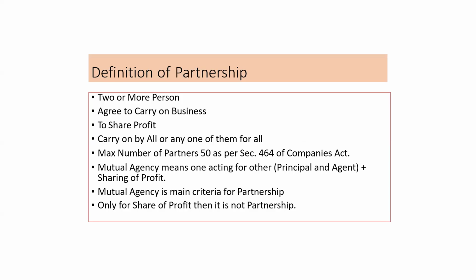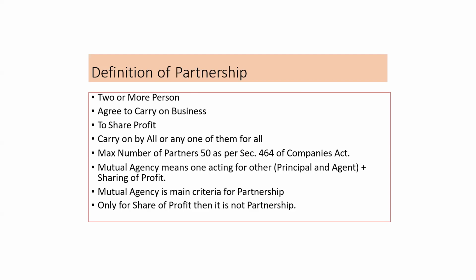Two or more persons, as we know, can form partnership. If they agree to carry on the business, it should be to share profits. It should be carried on by all or any one of them acting for all. Maximum number of partners is 50 as per section 464 of the Companies Act. ठीक है. Mutual agency means one person is acting for the other. One is principal as well as the agent of the other partners plus sharing of profit.